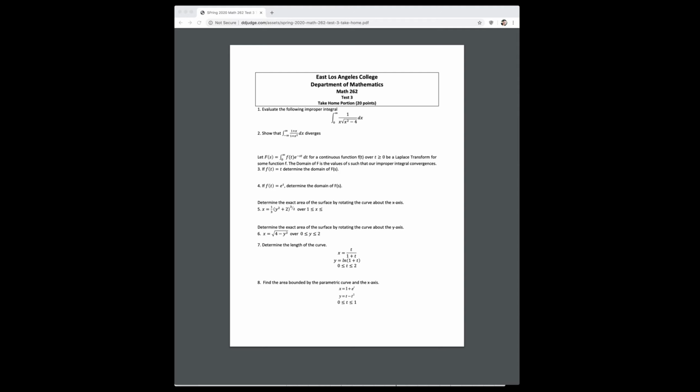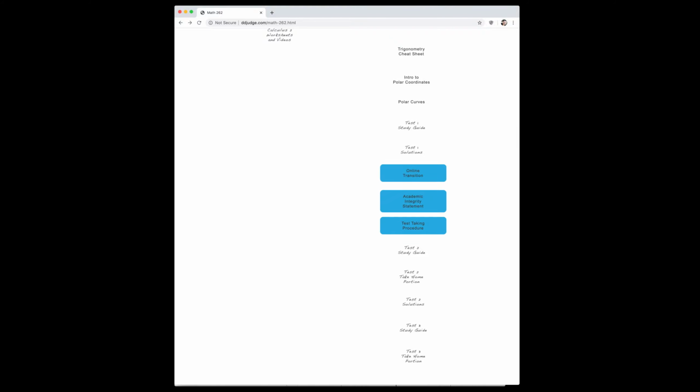So I'm going to set the deadline there. It's going to lock. You don't turn it in when you please. You turn it in when it's due. And that's what's going on here. So again, that's the take home portion. So anyway, wanted to remind you guys of that.